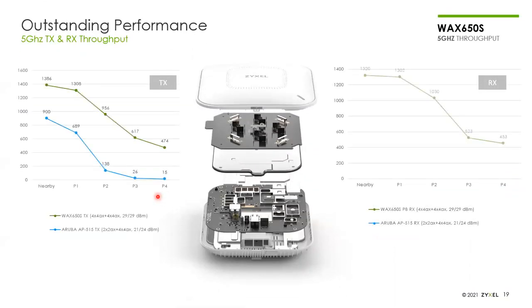Here we're comparing 4x4 11AX to a 4x4 11AX, and you will see a significant performance difference between our WAC 650X and the Aruba AP 515. Again, this is because the smart antenna technology helps optimize the antenna pattern to give you a better signal to noise ratio for each of your clients, which allows them to operate at a faster speed.